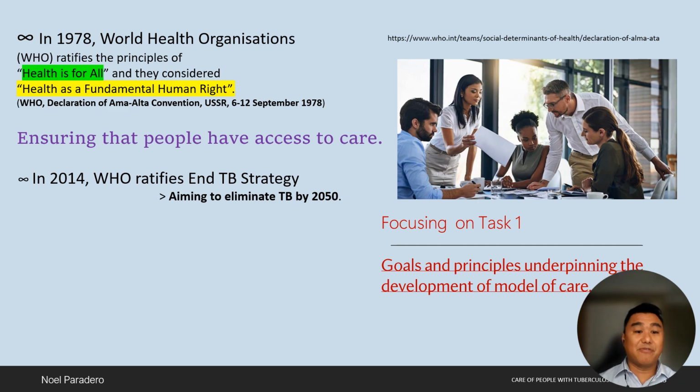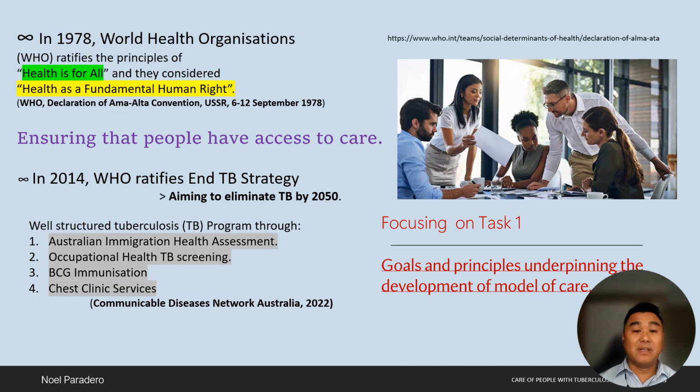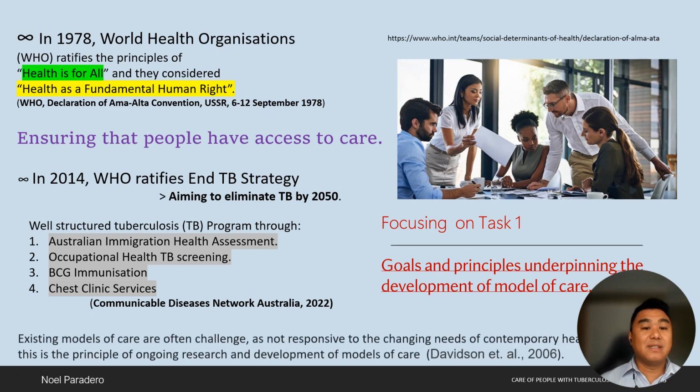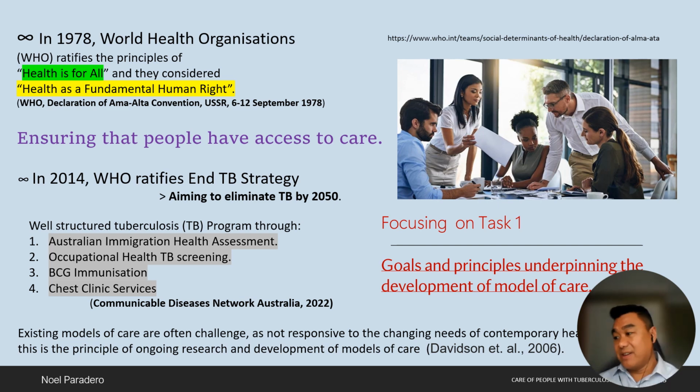The majority of our cases are coming from high TB burden countries, and we have a well-structured existing model. As per Communicable Disease Network Australia, we have well-structured TB programs through Australian Immigration Health Assessments, Occupational Health TB screening, BCG immunization, which is health promotion, and chest clinic services. Existing models of care are often challenged as not responsive to the changing needs of the contemporary health system, and this is the principle of ongoing research and development of model of care.